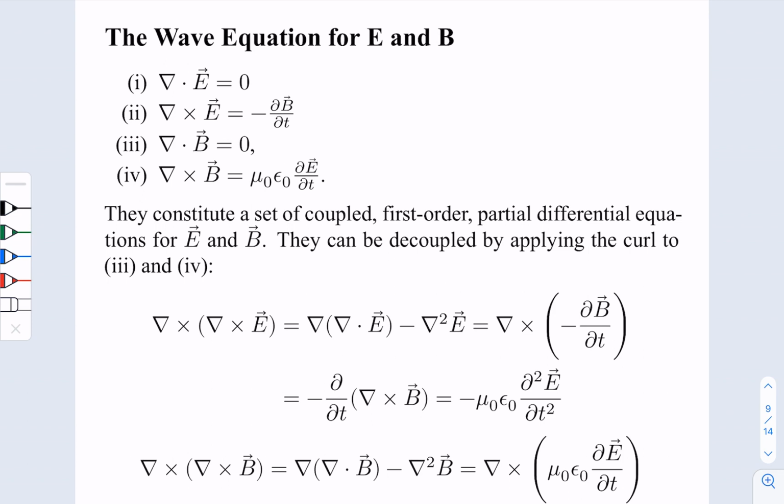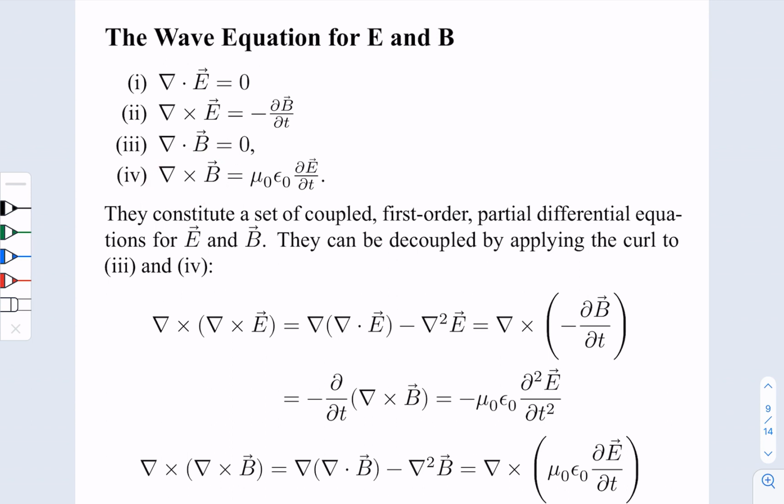So there are four equations, and we can apply del cross to each one of them, and this will help us decouple the equations. Right now you see that in order to get the electric field, you have to know the B field, and in order to get the B field, you have to know the E field. So what happens if we apply a del cross on each of them?